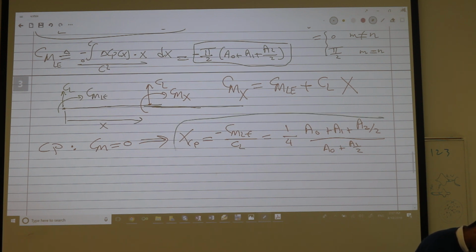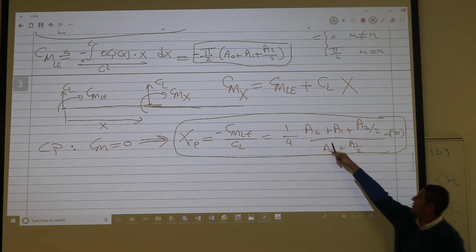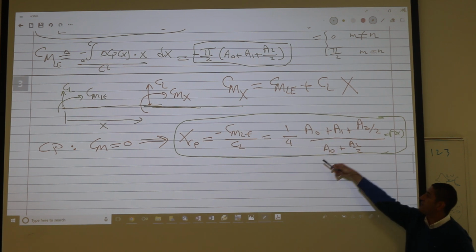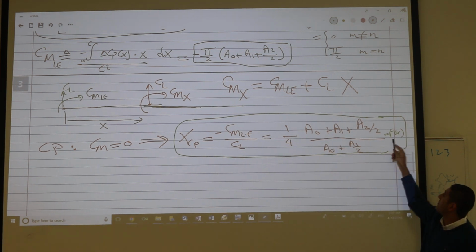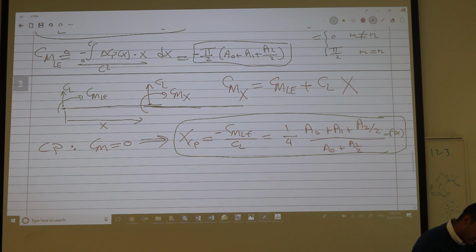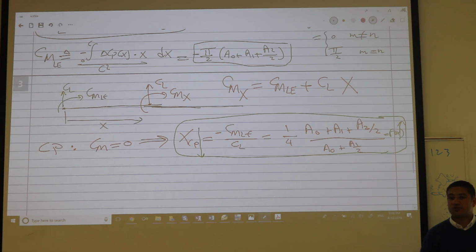So this immediately tells you that the center of pressure is a function of the angle of attack, right? This has alpha, this has alpha, so the center of pressure is a complicated function of alpha. As alpha increases, the center of pressure moves forward. So this is why we don't like the center of pressure to describe things. It's not fixed. If the airplane increases its angle of attack, the center of pressure will move, so we don't like it. We use a different point.